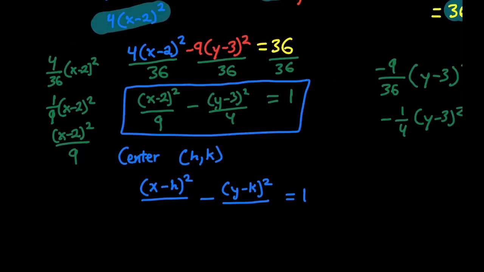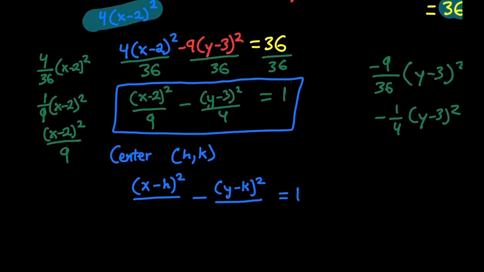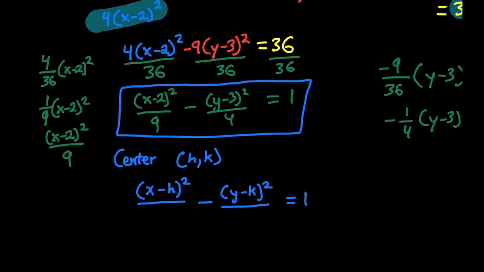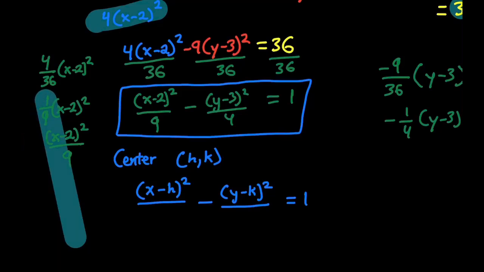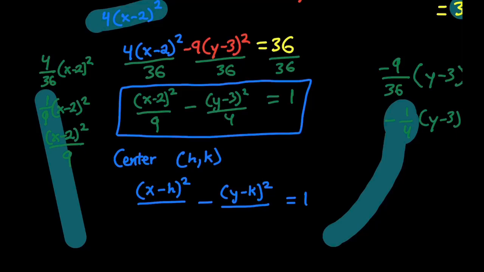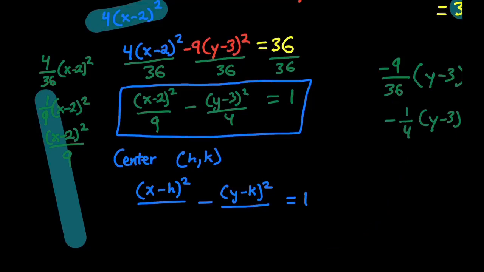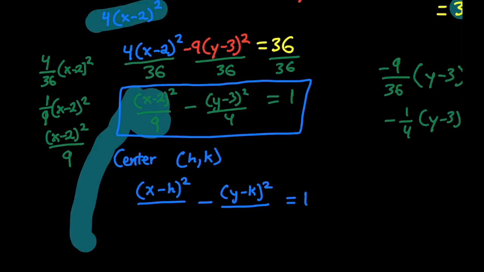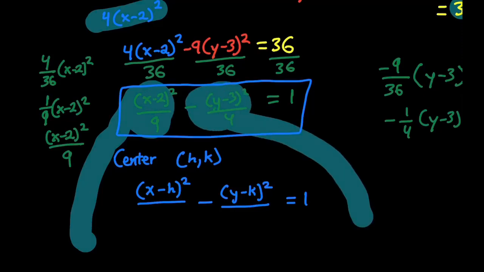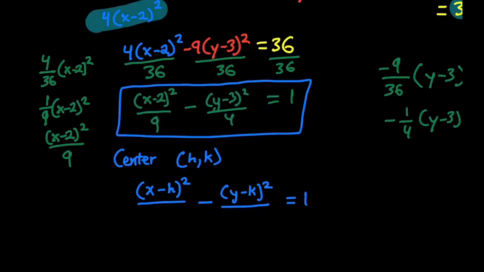The positive one is a squared. So if you look at it like this, where either you can think about it over here, we had the 1/9, that was positive, whereas the -1/4 was negative. Or just looking at the equation itself, this one is positive, whereas the y term is negative. So the positive one is a squared.